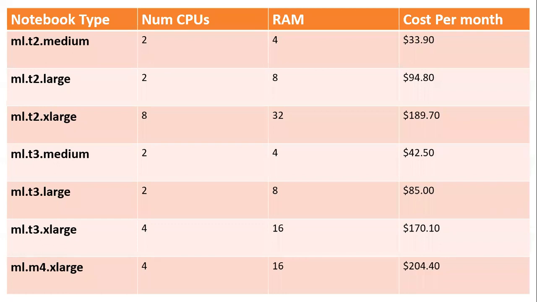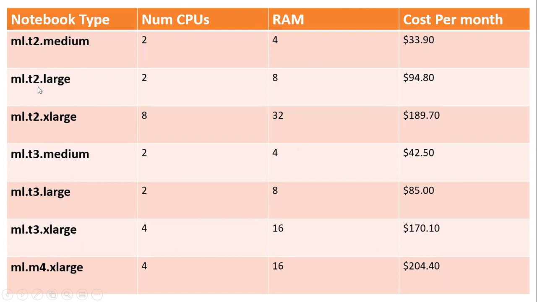As you can see here in this table, I have listed some of the instance types. Like we have ml.t2.medium. This is a notebook type. When we activate this, it operates on 2 CPUs and it has 4 GB RAM. The cost per month that you incur is $32.9.